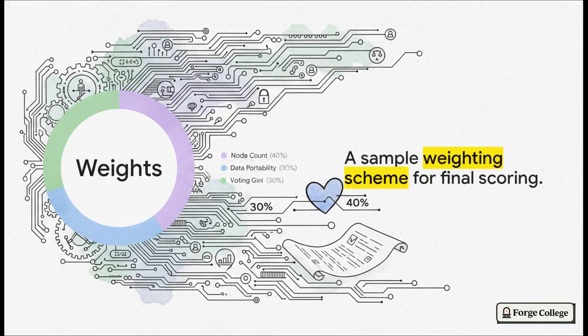Let's see how this actually builds a complete picture. In this sample weighting scheme, we've got node count driving 40% of the final score, data portability at 30%, and voting Gini making up the last 30%. When you look at it this way, it becomes remarkably clear how your normative choices, what you personally decide is most important, directly impact the final output of your evaluation. Being super transparent about your weights is absolutely critical for your credibility.